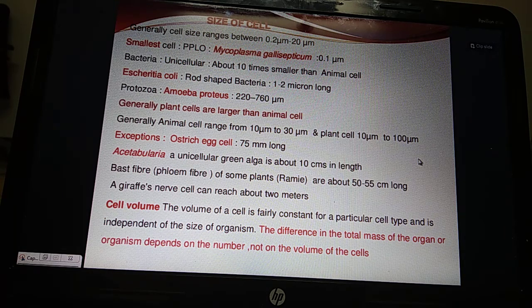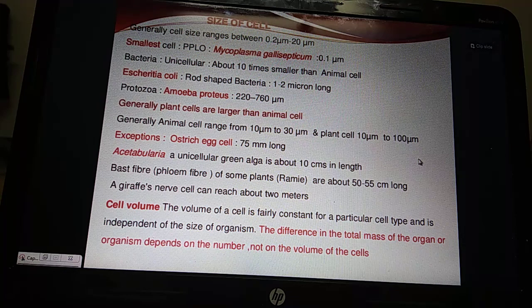Size varies from 0.2 micrometer to 20 micrometer. Smallest cell is PPLO, pleuropneumonia-like organisms. Example is Mycoplasma. So this is the smallest cell. Bacteria, that is unicellular, but it is smaller than the animal cell, 10 times smaller. E. coli is a rod-shaped bacteria. And then protozoan, amoeba. So these are all single cellular structures, one cell, one organism.